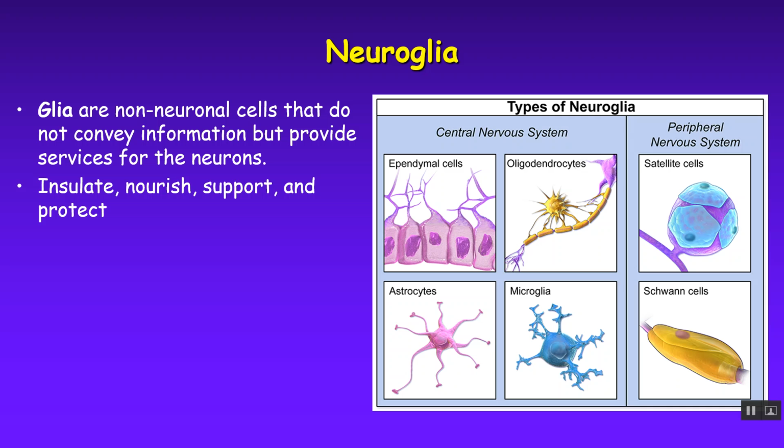In the peripheral nervous system, don't worry about satellite cells. Just Schwann cells are the cells that wrap around the axons in the peripheral nervous system to create insulation. Those are the equivalent of an oligodendrocyte in the central nervous system, so those two provide the same function. Oligodendrocytes are in the central nervous system, Schwann cells are in the peripheral nervous system.